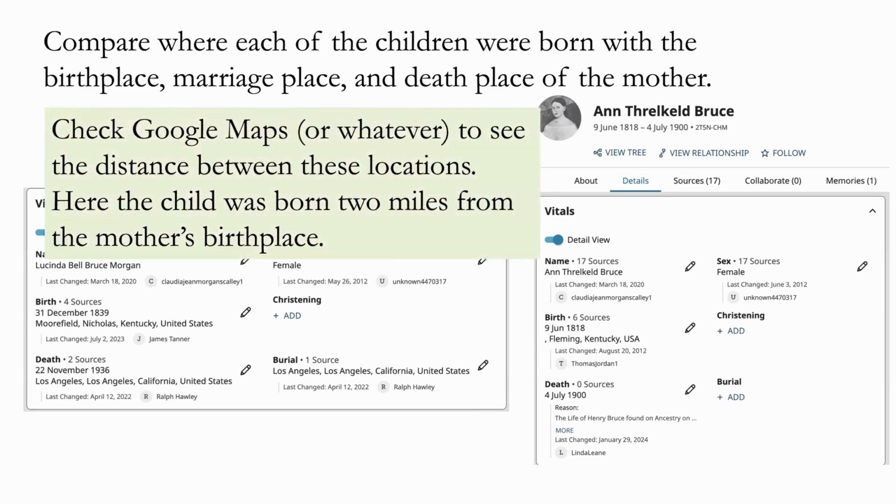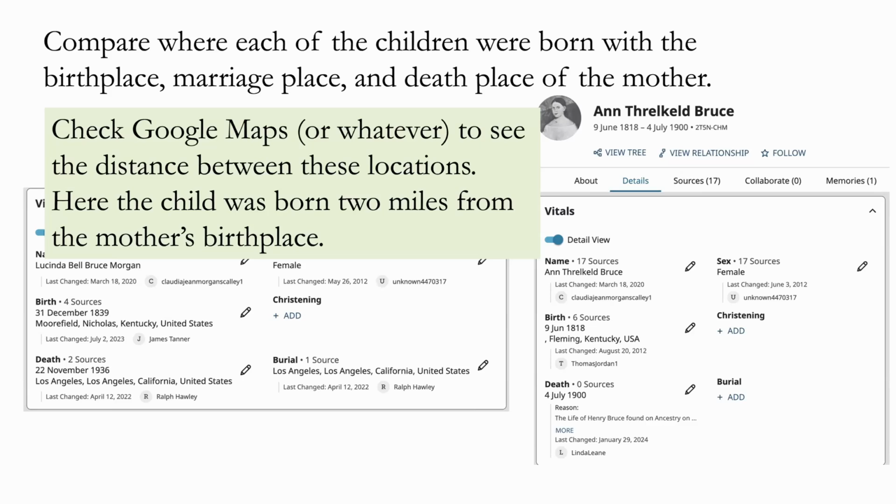Let's see where the children were born as compared to where the mother lived. And we have like Lucinda born, and we have some others. And so let's see the Moorfield Nicholas, and of course, this is a child who dies in Los Angeles. That's in 1936. That's entirely possible. So we're not worried about that date.